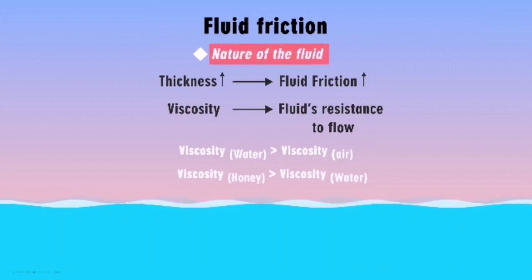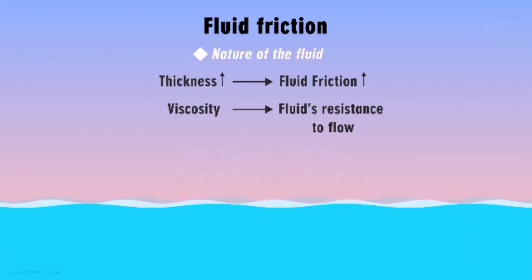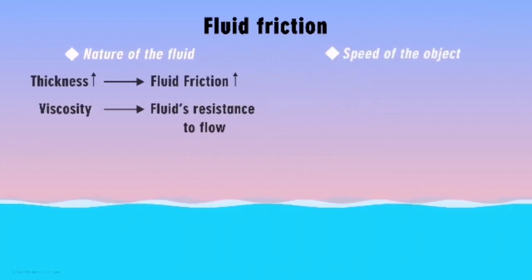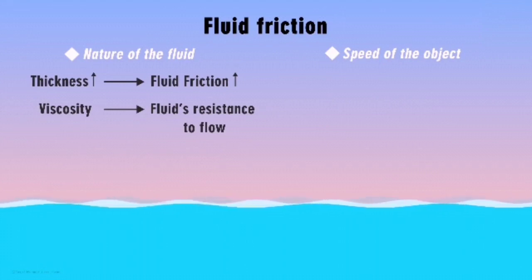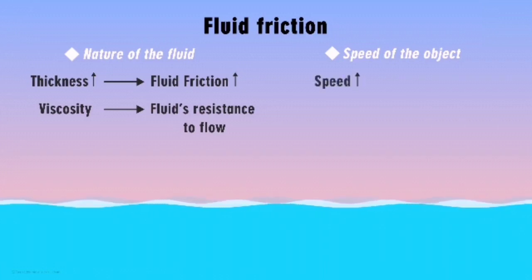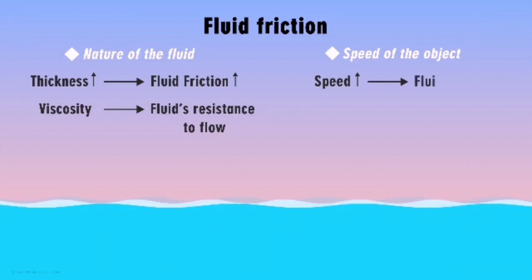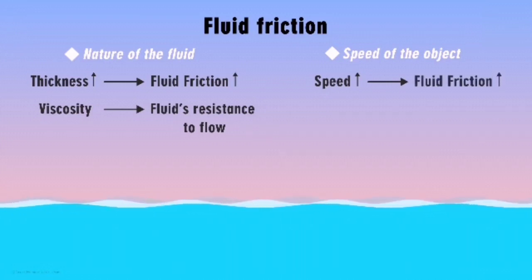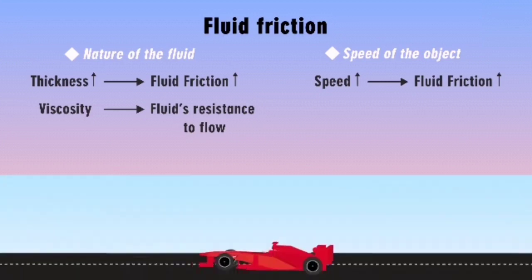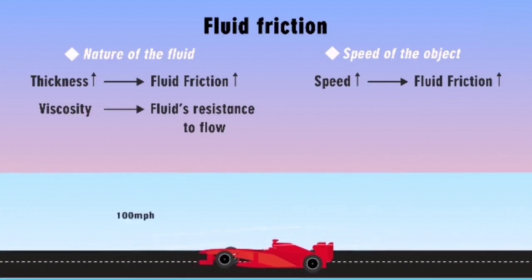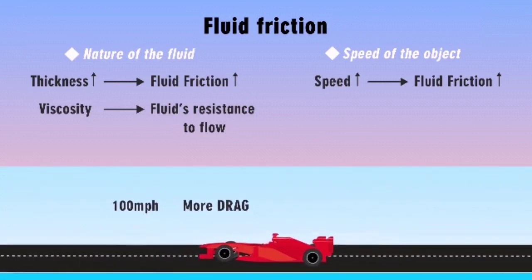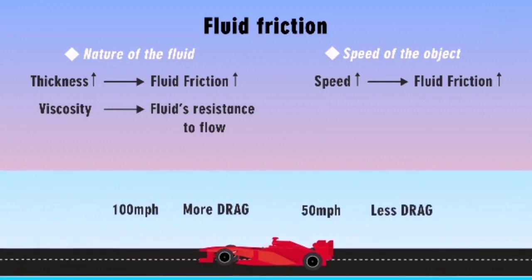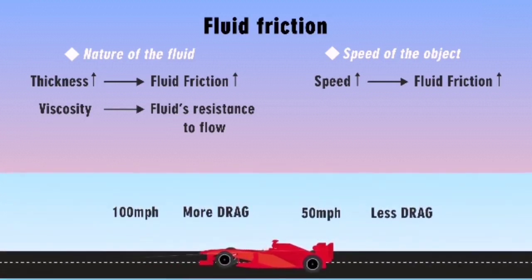That was the first factor affecting fluid friction, the nature of the fluid. Can you think of any other factor? The other factor is the speed with which the object is traveling. Higher the speed of the object moving through a fluid, greater will be the frictional force acting on it. A vehicle traveling at 100 miles per hour will face more drag of air as compared to a similar vehicle traveling at 50 miles per hour.